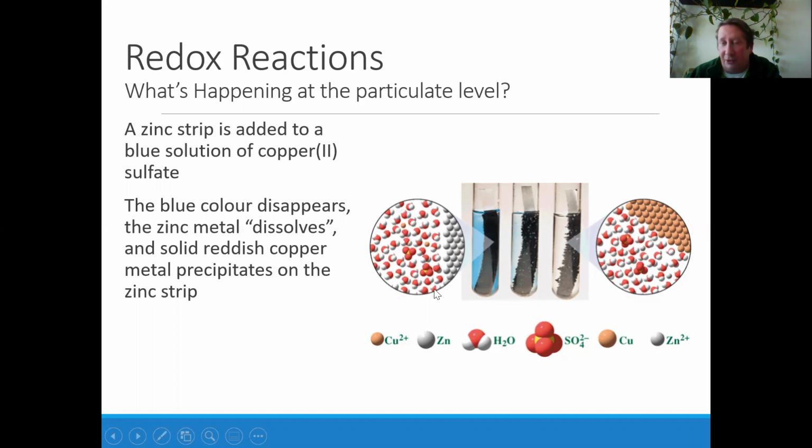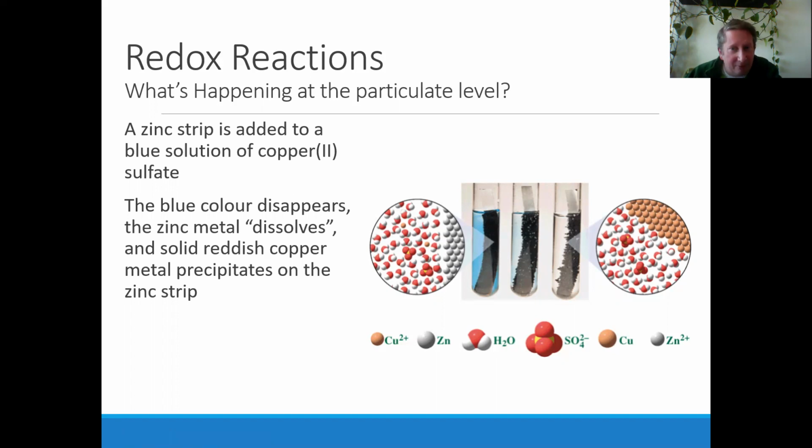Now, zinc is a solid at room temperature, and as a metal, its atoms are in a very regular pattern. We call it a crystal lattice structure. Here in the picture, you can see these little gray circles. Those are the atoms of zinc as they're in the solid state. They're all stuck together, touching each other. So we've got this zinc strip dipped into the solution of copper 2 sulfate.